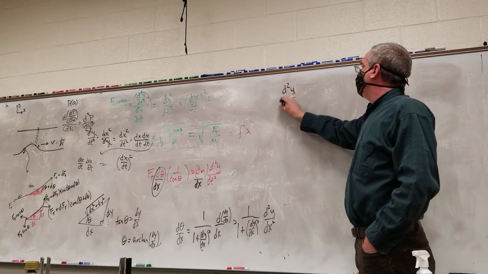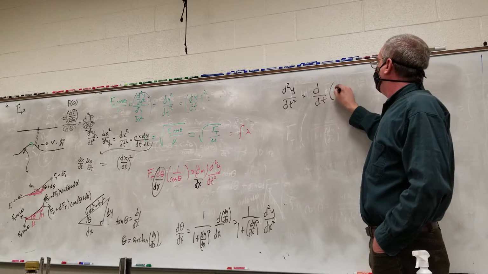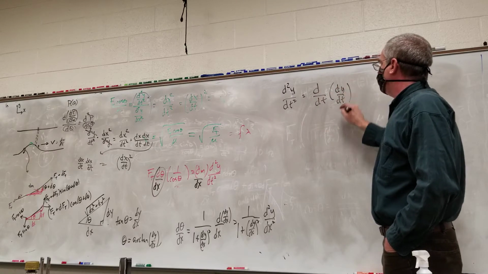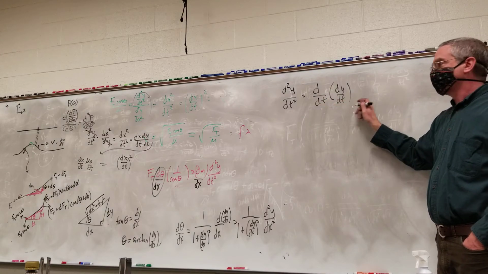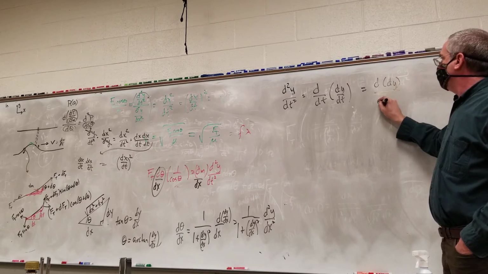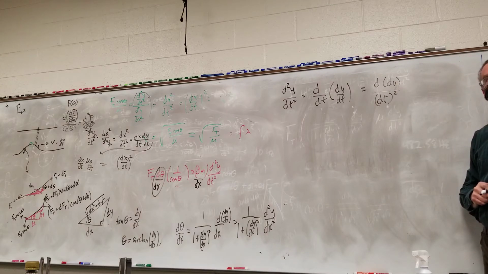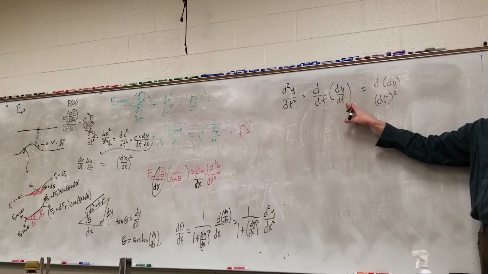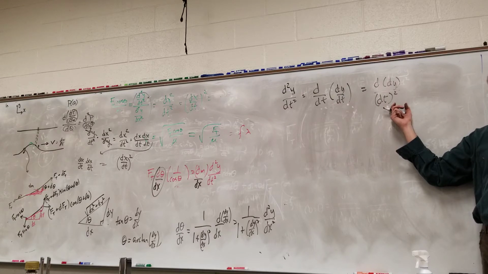So d squared y over dt squared is d/dt of dy/dt. Exactly. So it's basically one fraction times another fraction, which is d times dy over dt squared. Squared, because I have dt times dt. Dt is some infinitesimally small amount, non-zero, but it's some amount times itself. Is that squared? Unless the math people have been lying to us.